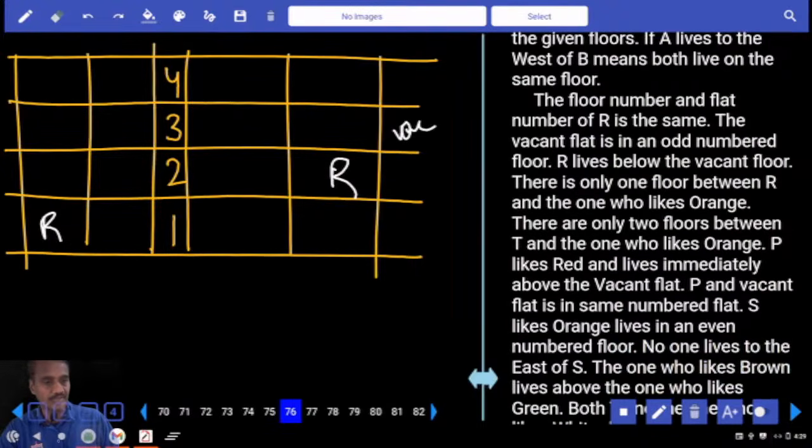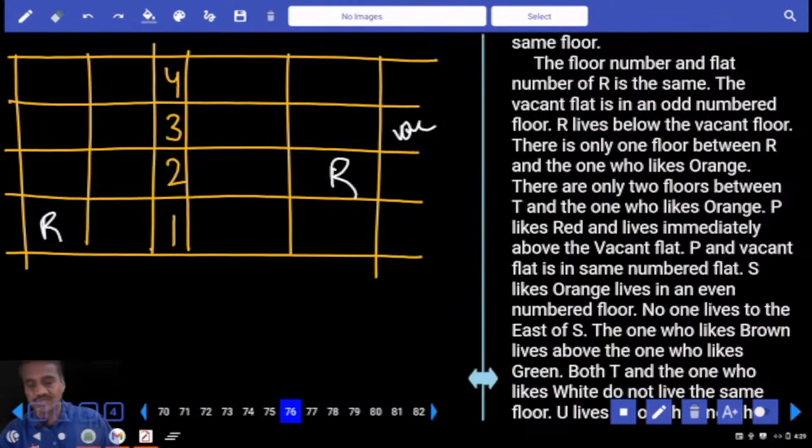Then there is only 1 floor between R and the one who likes orange. Between R and the one who likes orange, there must be exactly 1 floor. Then there are only 2 floors between T and the one who likes orange. If orange is here, 2 floors between T and orange is not possible, and this case is completely ruled out. Hence we have only R on the second floor, second flat.